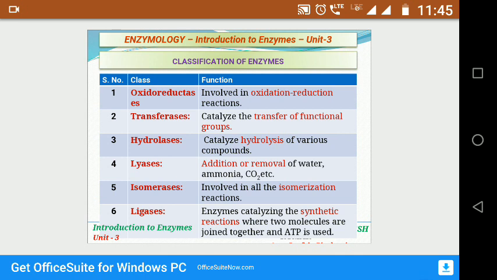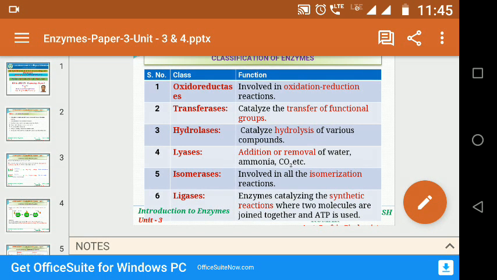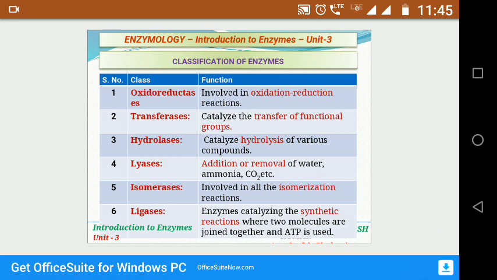And the fourth class is lyases. They will remove small molecules. Lyase means they will break the substrate into two parts. By breaking the substrate it will remove small groups like water, ammonia and carbon dioxide, etc. Sometimes in a reversible reaction the same enzyme may add these small molecules to a substrate also.